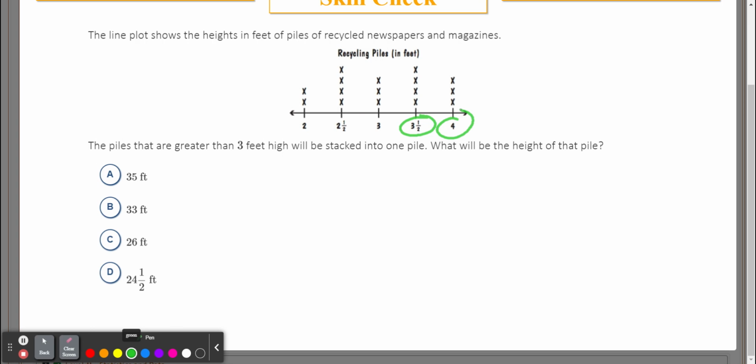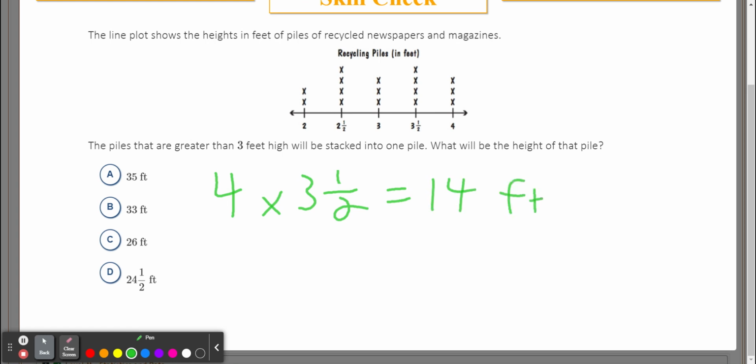So we do the same thing we did before. How many piles are 3.5 feet? Well, there's 4. So I do 4 times 3.5, which gives me 14 feet. So those 4 piles are a total of 14 feet. There's 3 piles that are 4 feet, so that gives me 12 feet. And then I just add them together. So 14 feet plus 12 feet gives me 26 feet.